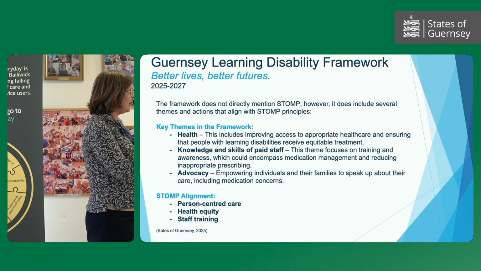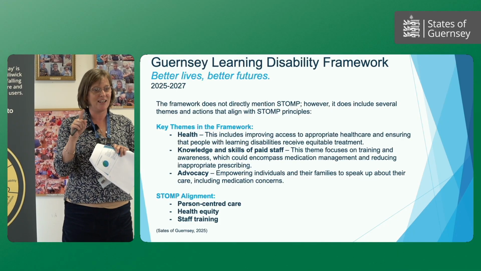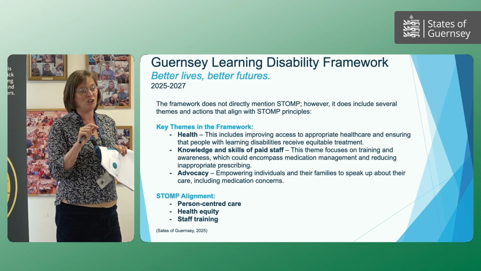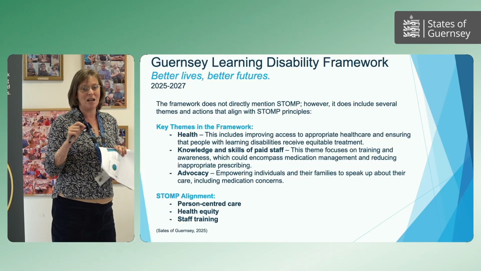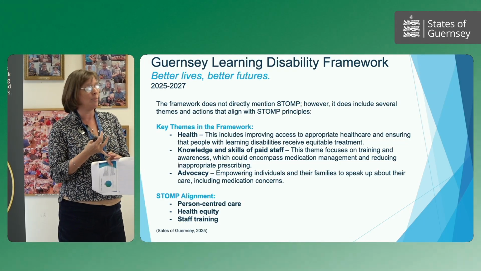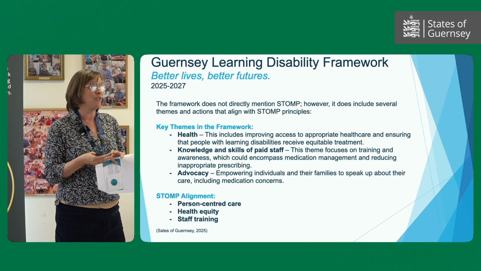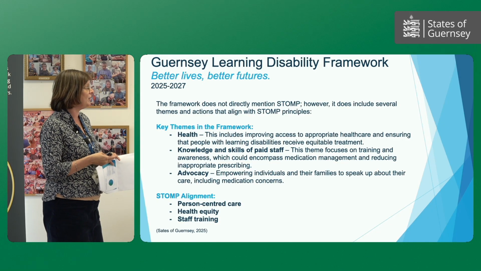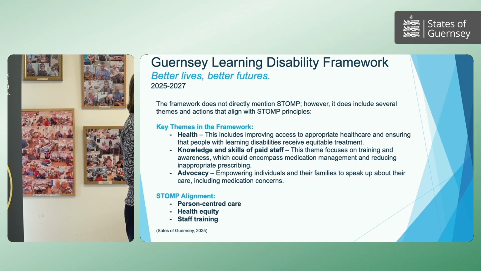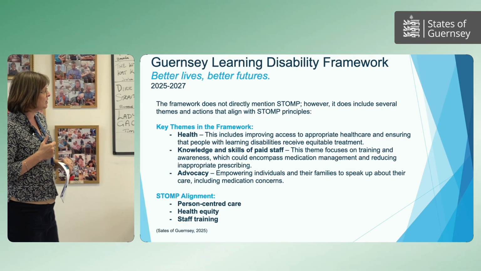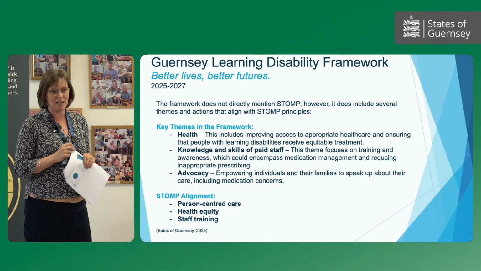We need to be advocating. You'll see our team, the Community Learning Disability and Autism team and the ADS team, will advocate and argue and stand up for people with learning disability and autism time and time again, because medication has not been reviewed. It's been accepted because of someone's challenging behaviour. We're not questioning what the rationale is behind it. So the learning disability framework aligns with Stomp in that it's person-centred, it's about health equality and equity, and it's about staff training as well.